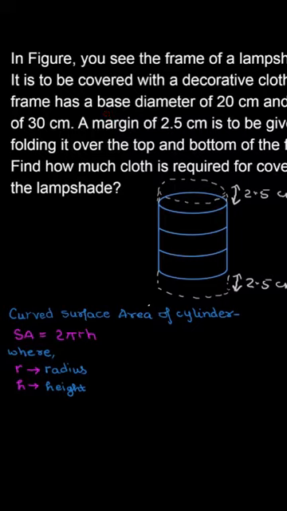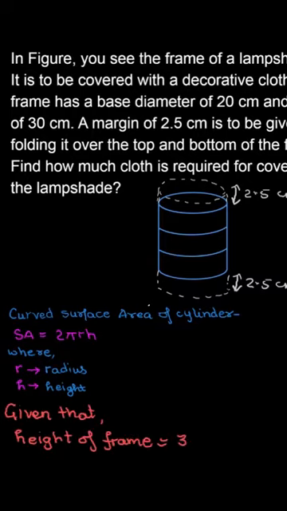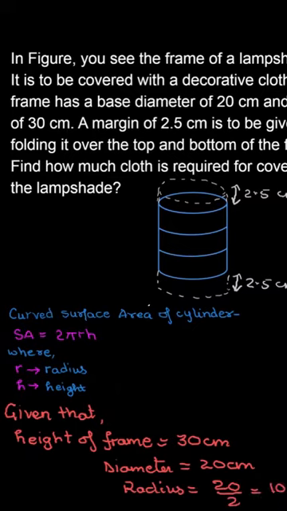Now, what we know is surface area is 2 pi r h, right? We'll be covering this portion for this lampshade. So first of all, let's write what is known. Given that the height of the frame is 30 centimeter, the diameter is 20 centimeter, so the radius will be 10 centimeter. Further, the margin is 2.5 centimeter at the top and at the bottom.